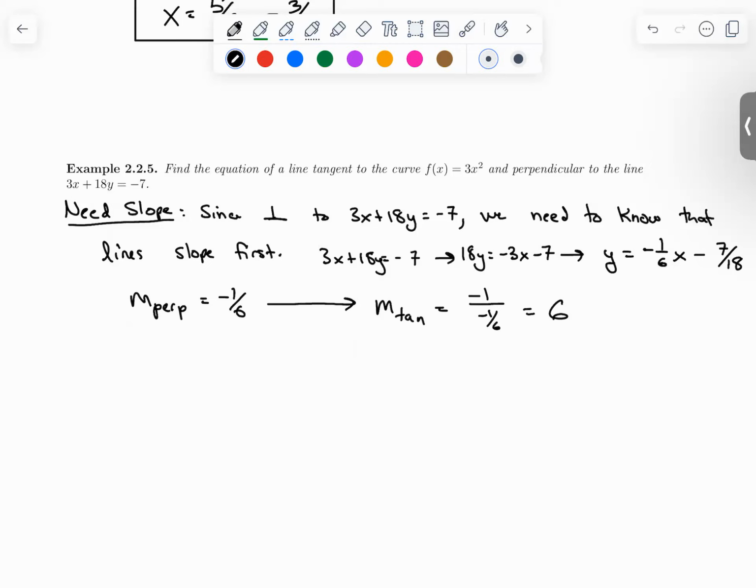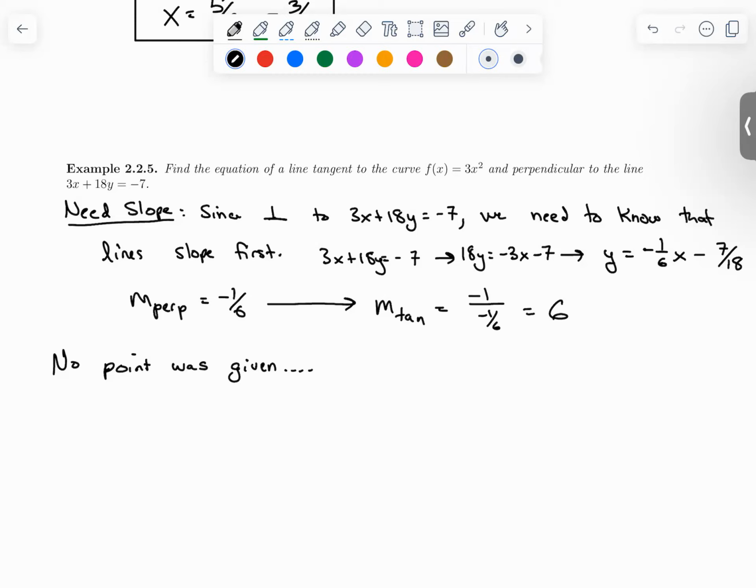So now the thing is, we already found the tangent line slope. We found m tan, and we didn't even need to find the derivative, right? We already found m tan. So we didn't even need to find the derivative. But wait a minute. There was no point given. We must be able to find it somehow.